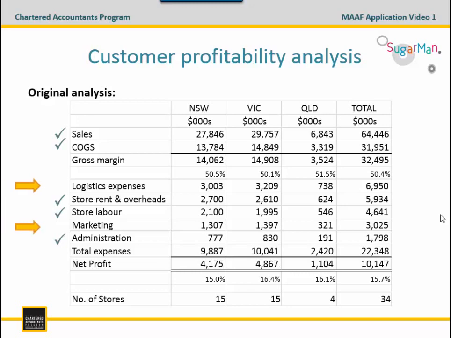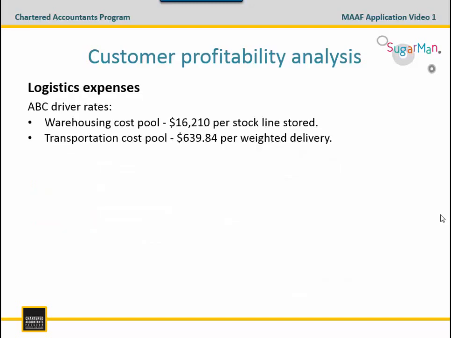Therefore, we should concentrate on how the customer segments, being the stores in each state, consume the logistics and marketing costs. Let's start with the logistics. In application video 1, we calculated the cost driver rates for the two logistics cost pools. Now for the customer profitability analysis, we are assigning the cost pool costs to the sales regions.